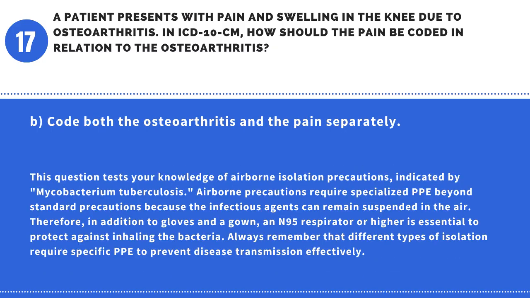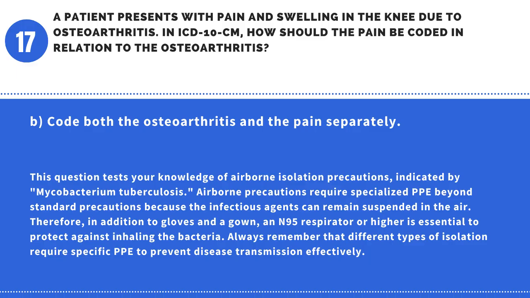Answer. B. Code both the osteoarthritis and the pain separately. This question addresses the coding of symptoms associated with documented conditions in ICD-10 CM. When a definitive diagnosis like osteoarthritis is established, you would typically code the condition itself. However, for conditions where pain is a significant feature and is documented separately or impacts the encounter, you may need to code the pain as well.